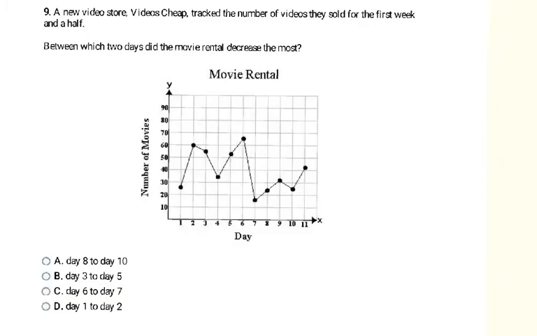Here's another example of a line graph they're asking us to interpret. It says, a new video store, Videos Cheap, tracked the number of videos they sold for the first week and a half. Between which 2 days did the movie rental decrease the most? And this is something an actual business would do, so they could see, maybe I need to offer a special promotion on Tuesdays because I don't sell as many videos that day. And so you're looking here for which line shows the most decrease. Well, the biggest drop is going to be right here. That's our longest decreasing line from day 6 to day 7. So our answer here is going to be C.